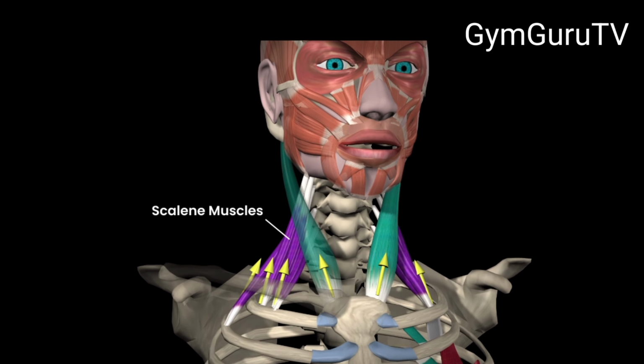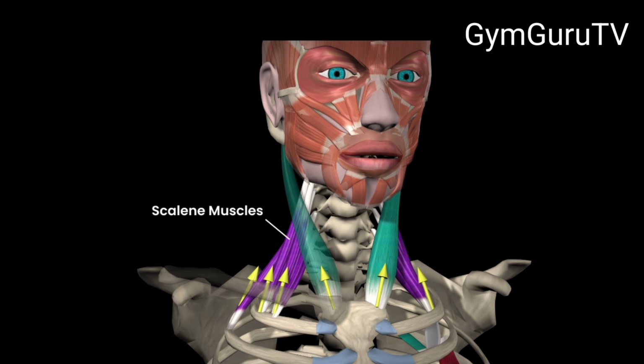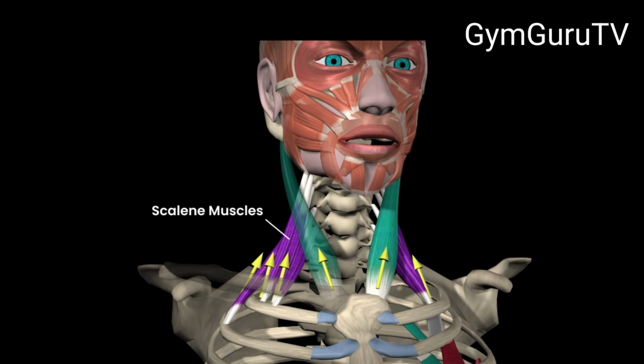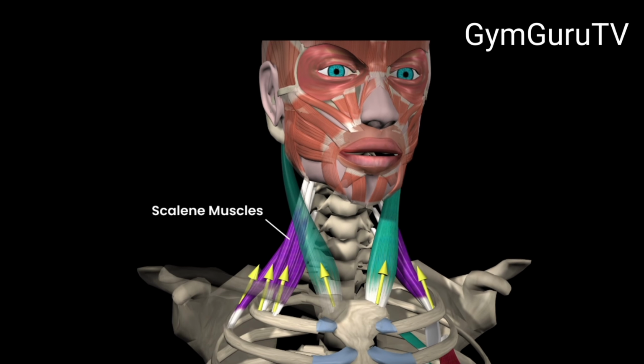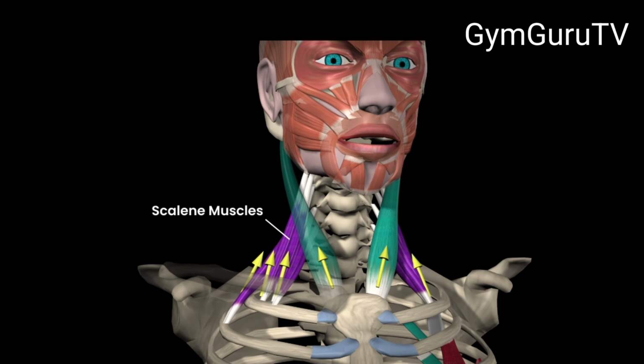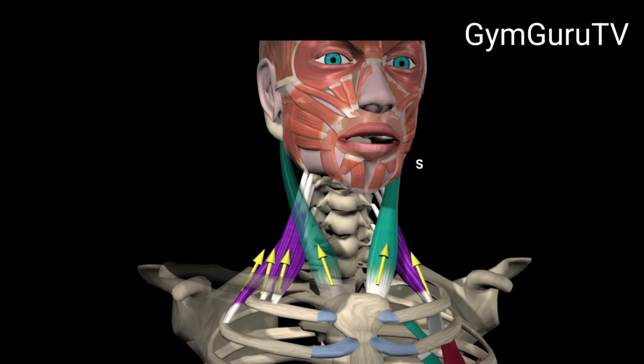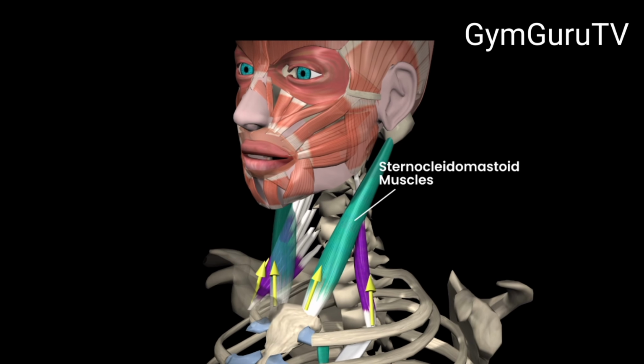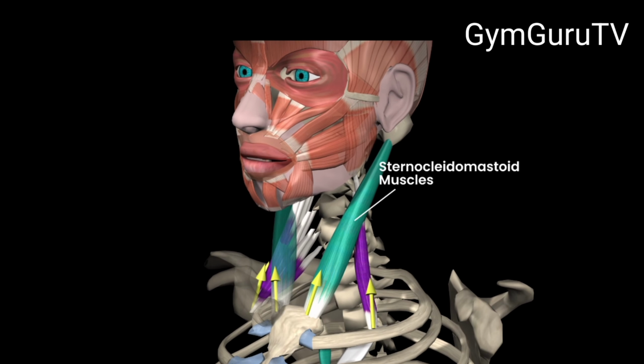The scalene anterior, medius, and posterior muscles increase intrathoracic volume by elevating the upper ribs and attached sternum. The scalenes have been observed to be active during quiet breathing and forced inspiration. Sternocleidomastoid muscle. The sternocleidomastoid elevates the sternum, increasing the anterior-posterior diameter of the chest.